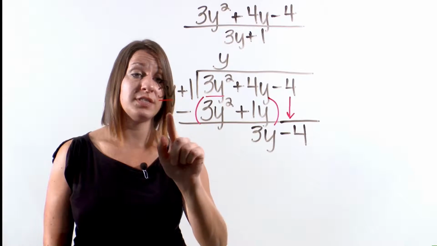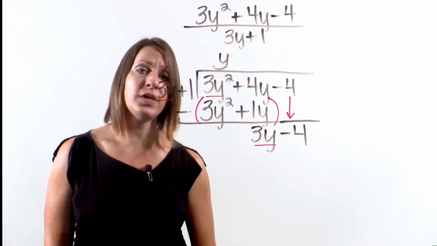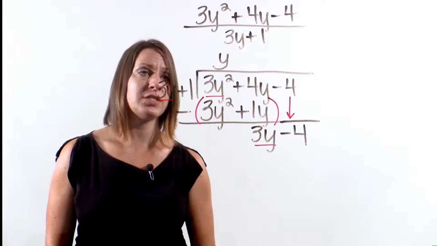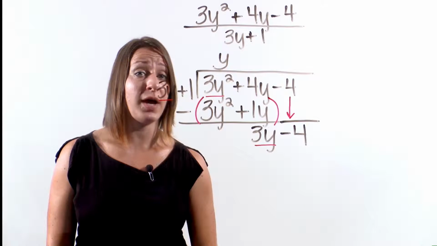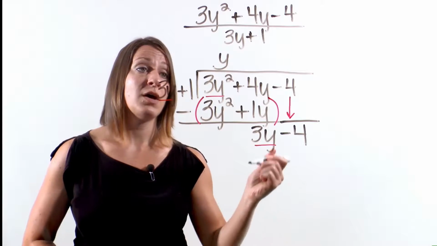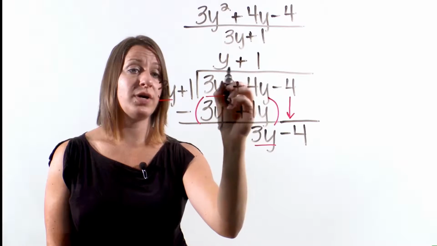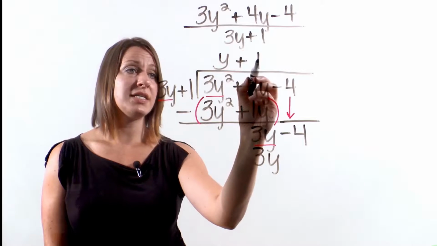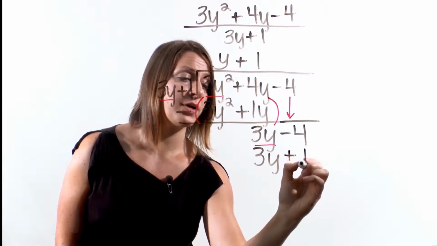We're going to ask ourselves the same question. How many times does 3y go into 3y? Now, it seems a bit confusing, so you may want to ask yourself, is there a number that when you multiply it by 3y, the answer is 3y? That would be a positive 1. Positive 1 times 3y is 3y. Positive 1 times 1 is positive 1.